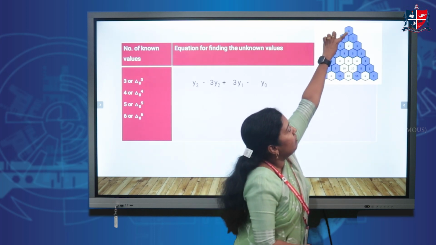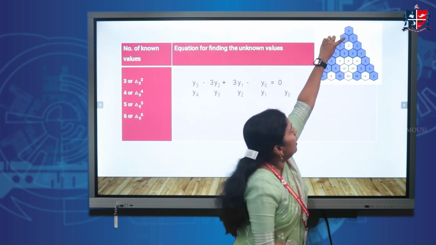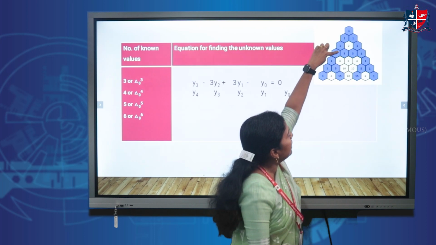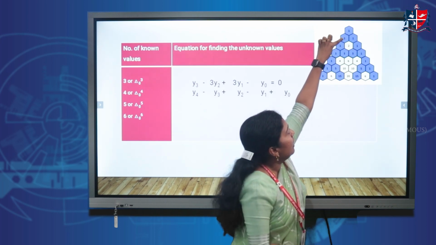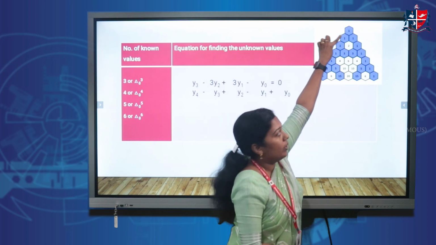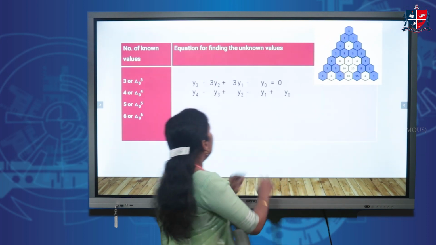Usually this one we never put. So 1, 3, 3, 1. We get it from the third line. Here it is fourth line. So just check it. I have shown you starting from 1 and 1. So 1, 3, 3, 1.